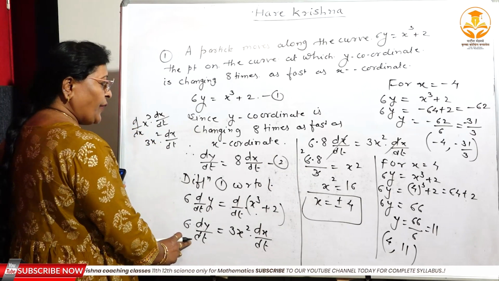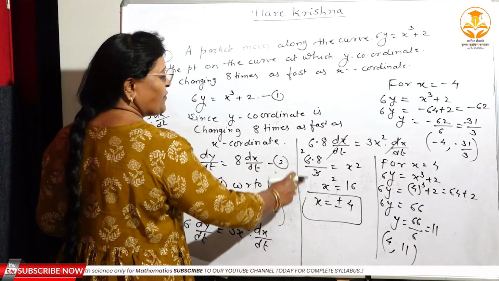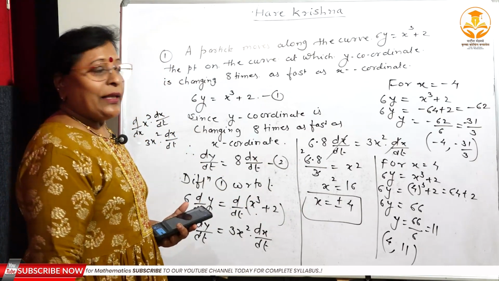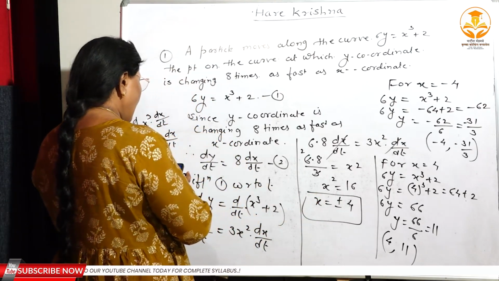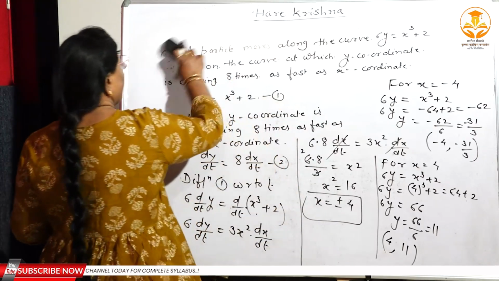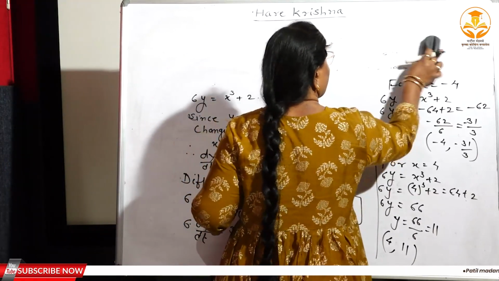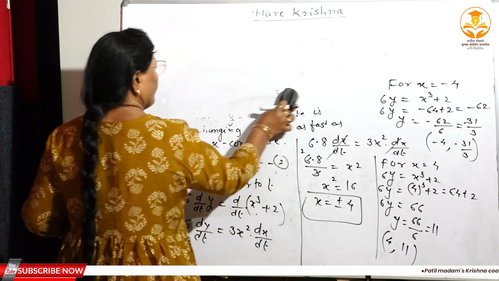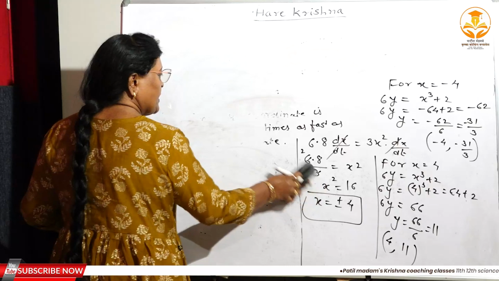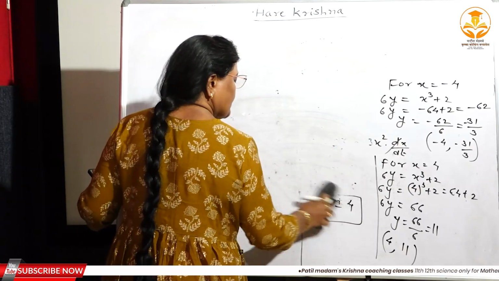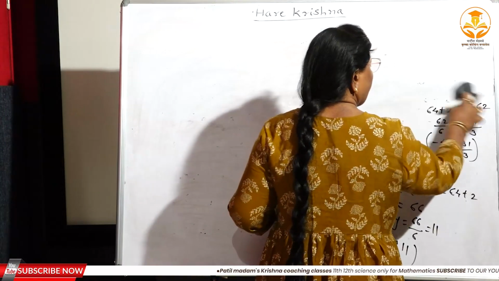Then substitute the value of dy by dt, that is 8 into dx divided by dt. By substituting, you have got the values of x, that is plus minus 4, and from the values of x, you can find out the value of y, right? This is the first question. See, I will take another one. In physics, you have studied this, that is the rate. The same chapter or same concept is in mathematics also.